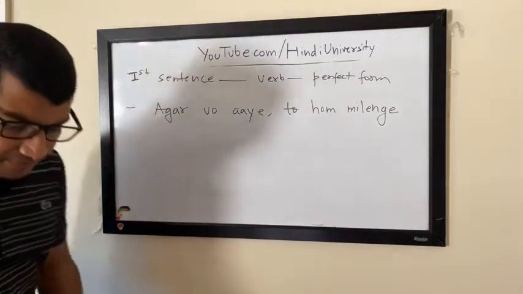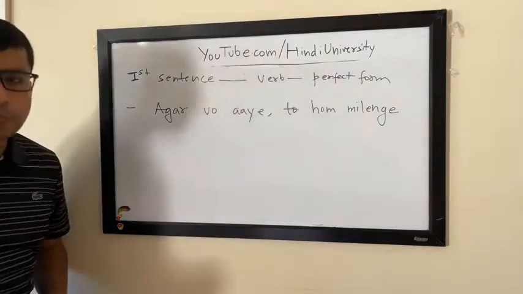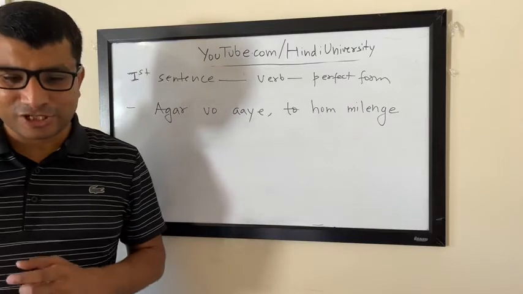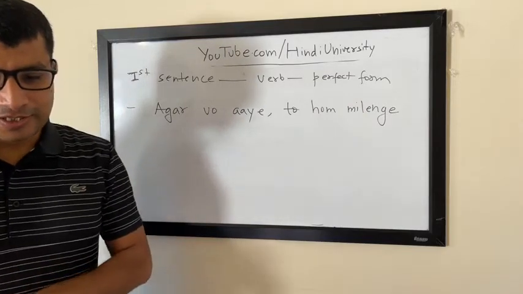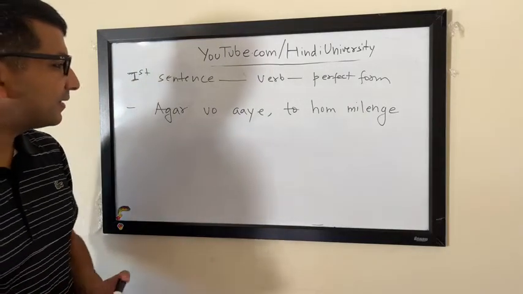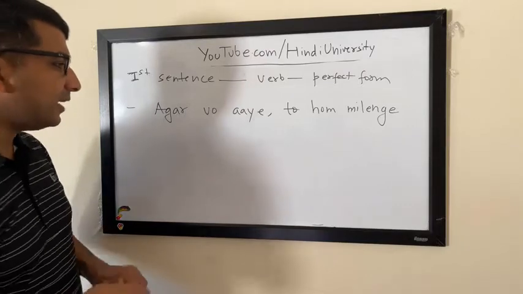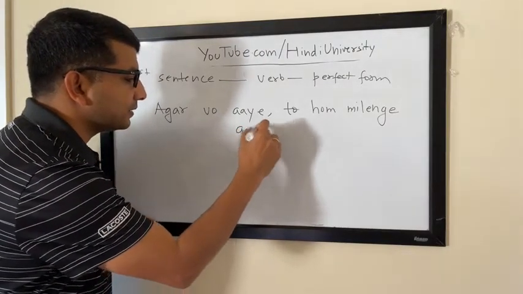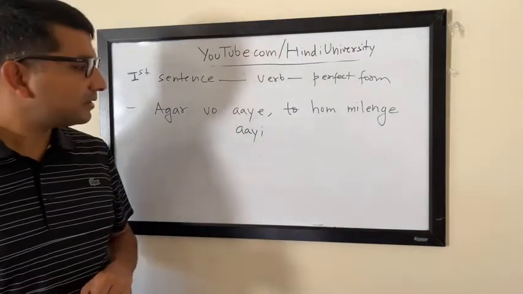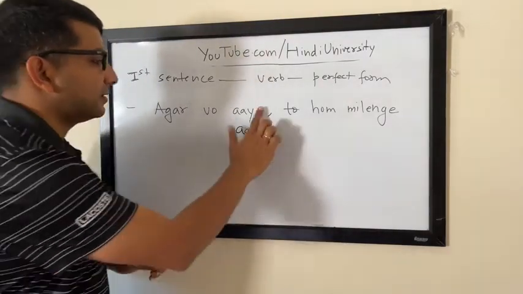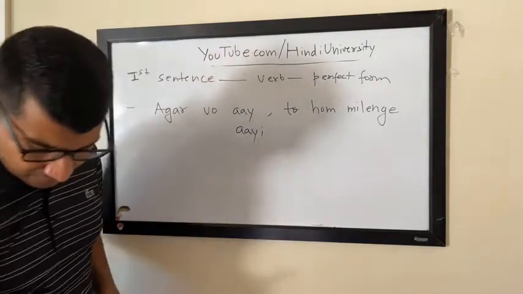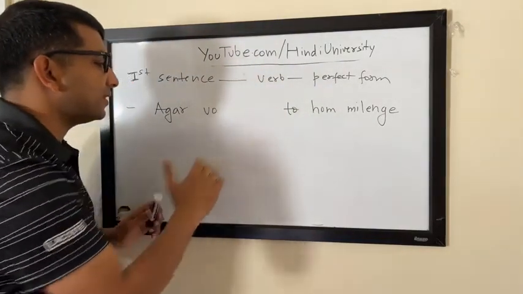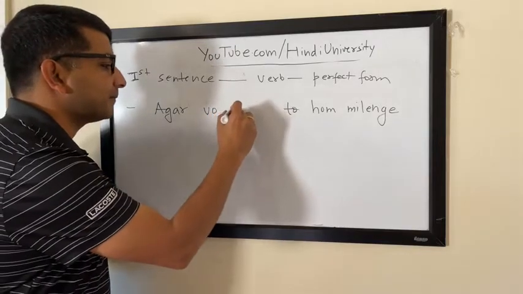Okay, what do you guys think it means? It doesn't have to be an exact translation in English. Agar wo aaye, I could also say agar wo aayi. Agar wo aayi. I'll try this one, it'll be much easier for you. Agar wo aayi, to hum milenge.